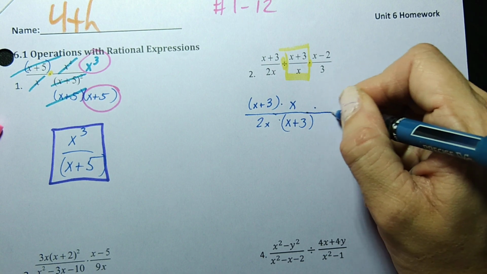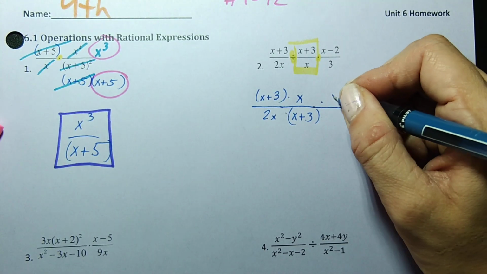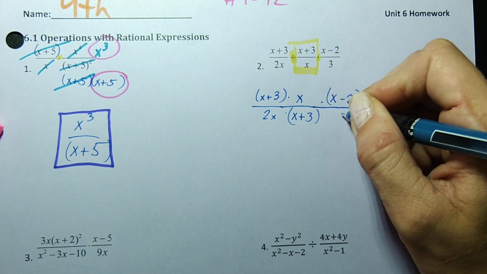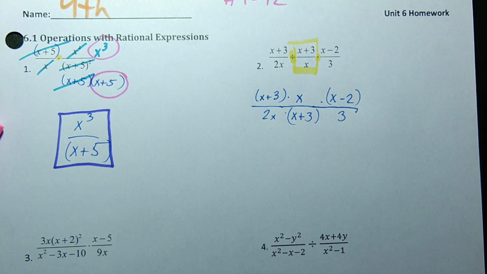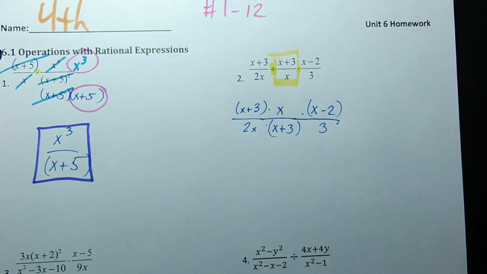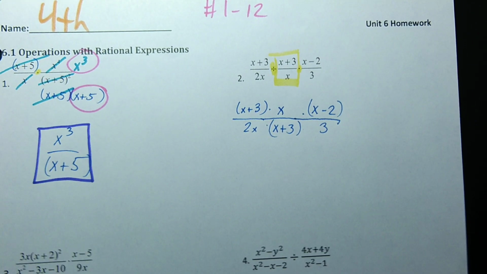I'm joining them all in one big fraction. So x minus 2 is still on the top. 3 is still on the bottom. See if you can simplify this.